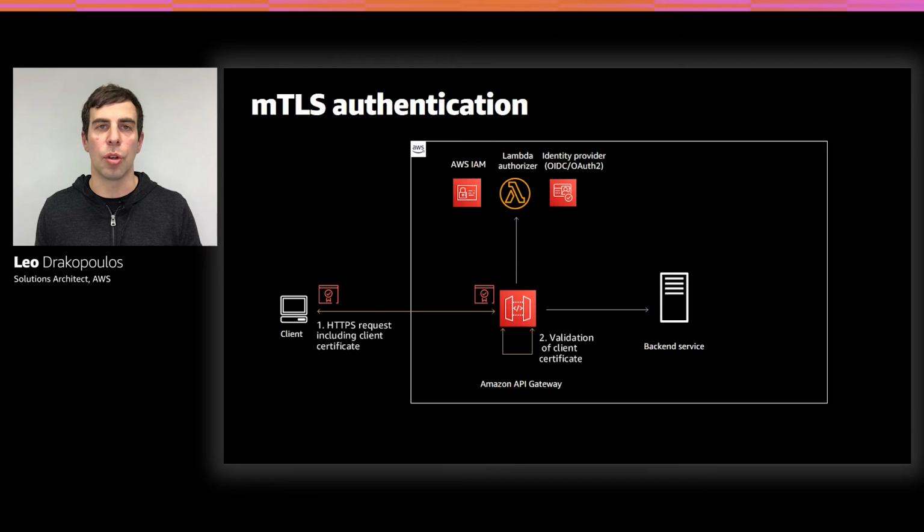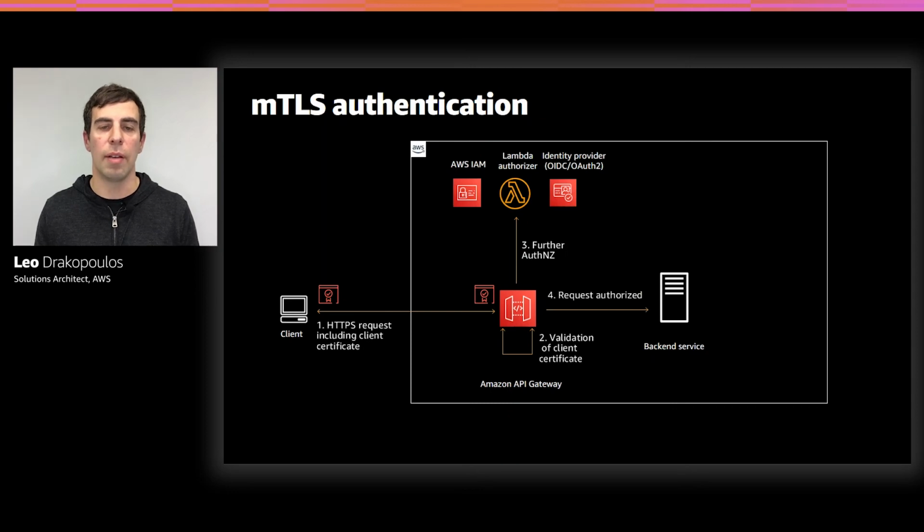And after the validation occurs, this doesn't mean that you cannot reuse all the other authentication methods that we've presented before. So you can have mutual TLS, and at the same time, you can have AWS IAM authorization, you can use Lambda authorizers, or you can use JWT authorizers with the identity provider of your choice. So provided that the client certificate is validated and the further authentication and authorization is successful, then this request will be authorized. And you can call the backend service.